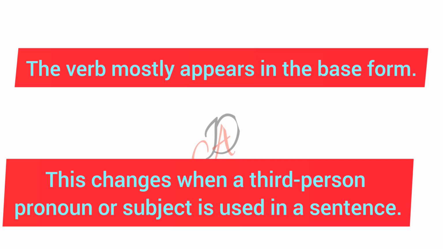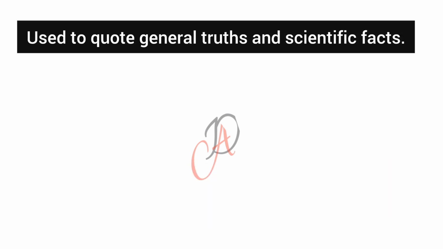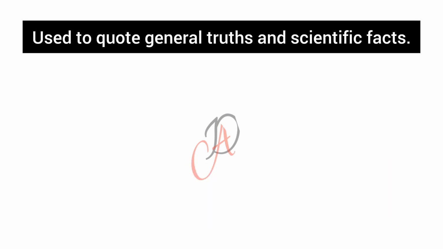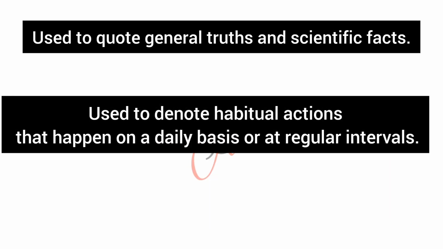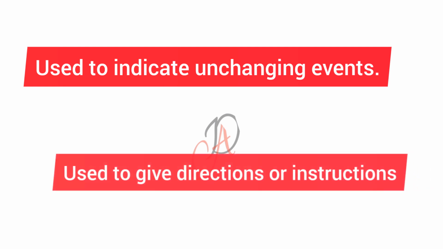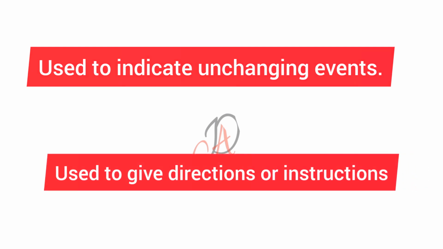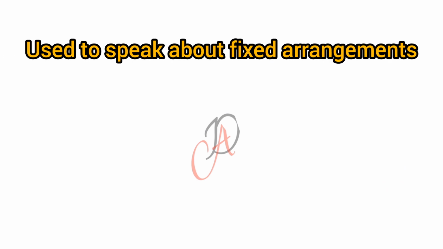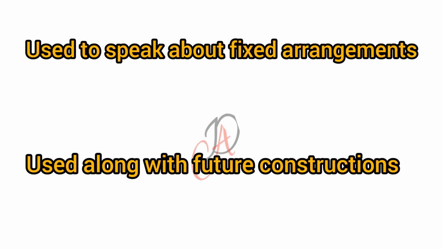And the simple present or indefinite tense is used for various purposes like it is used to quote general truths and scientific facts, it is used to denote habitual actions that happen on a daily basis or at regular intervals, it is used to indicate unchanging events, and it is used to give directions or instructions, it is used to speak about fixed arrangements, and the last one, it is used along with future constructions.